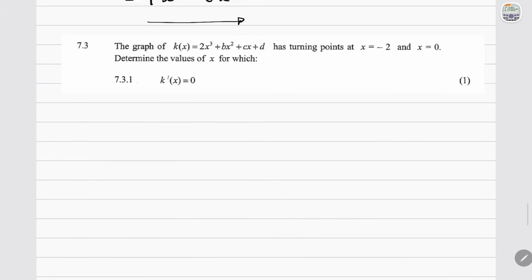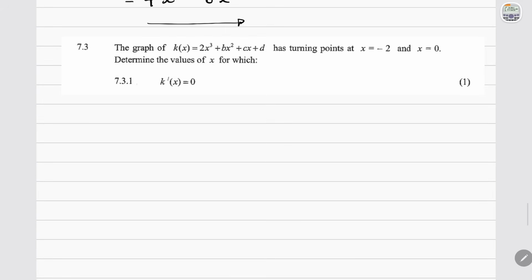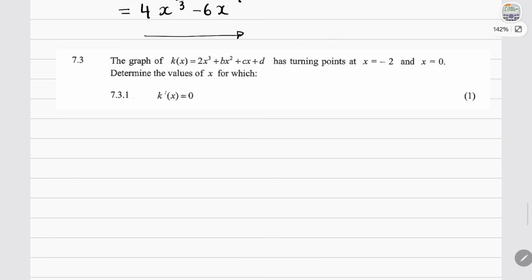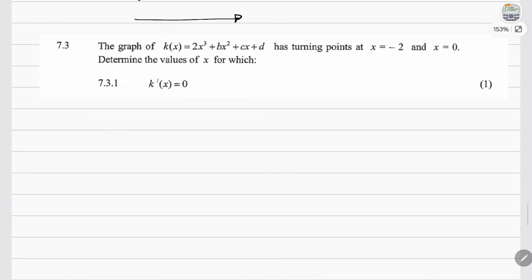Question 7.3 says the graph of k of x is equal to 2x to the power of 3. So this is a cubic function where the coefficient of x cubed is positive. And then do you see how they don't give us anything else? They say that this function has turning points at x is equal to negative 2 and x is equal to 0. We need to determine the values of k for which, and the first one is k prime of x is equal to 0. So with this one, we don't even really need a graph. I'll probably use a graph in the other ones, but for this one, it's not necessary.